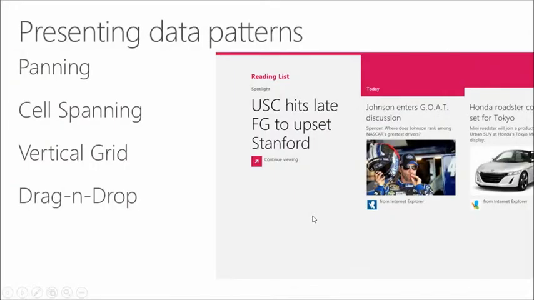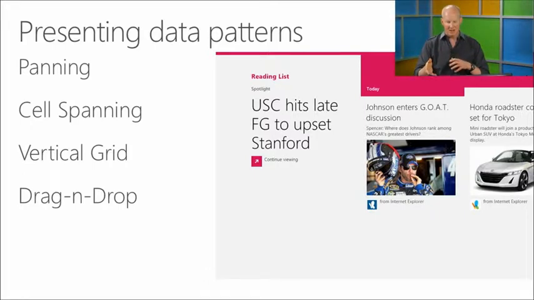Presenting data patterns are really common across applications. Things like panning: rather than having 20 pages of content or 20 pages I have to navigate through, I have a hub page that I can just pan through and see all the content at once, and then decide where I want to go within the application. Cell spanning: in the reading list app, I've got cells within these grids that are different sizes, and I vary their size and the content within them to get visual interest within the application.